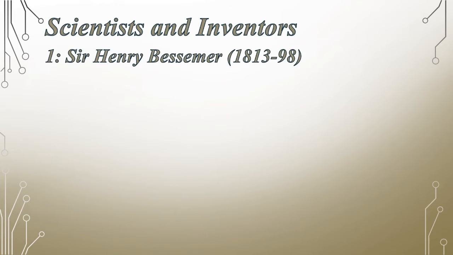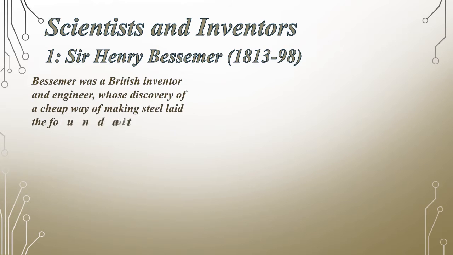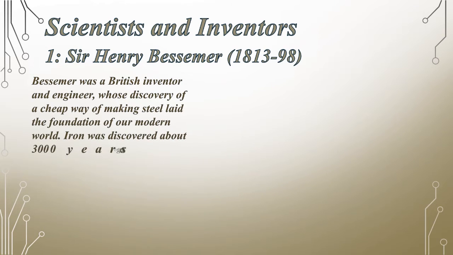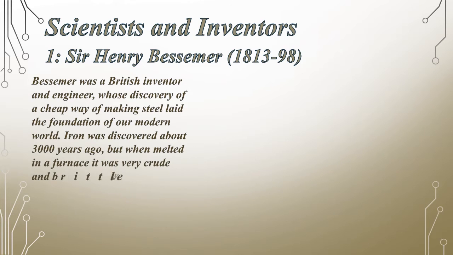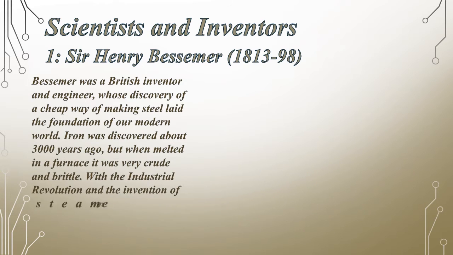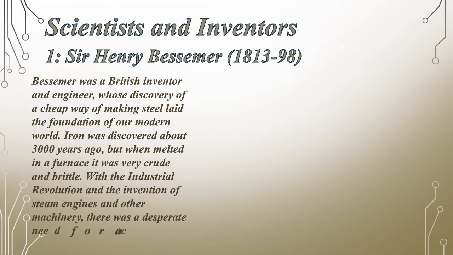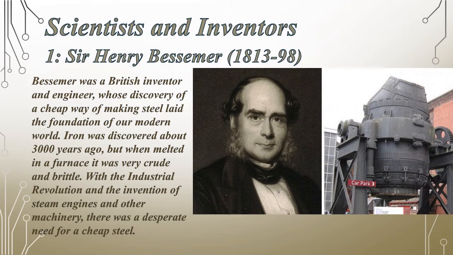Scientists and inventors: Sir Henry Bessemer, 1813 to 1998. Bessemer was a British inventor and engineer whose discovery of a cheap way of making steel laid the foundation of our modern world. Iron was discovered about 3000 years ago, but when melted in a furnace, it was very crude and brittle. With the Industrial Revolution and the invention of the steam engines and other machinery, there was a desperate need for a cheap steel.